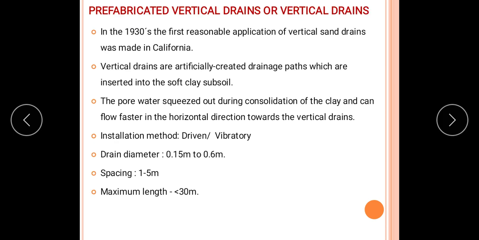Then we are going to discuss vertical drains. So prefabricated vertical drains, PVDs, which we have discussed in the geosynthetics chapter, or simply we can say vertical drains.